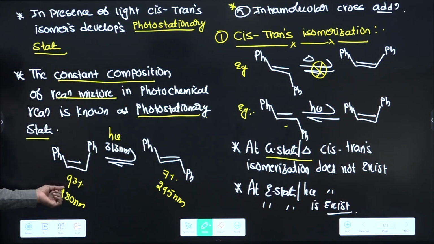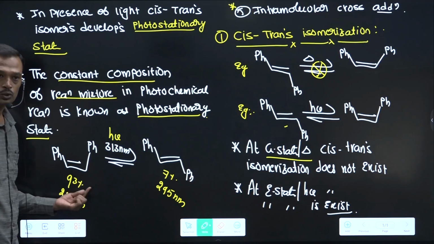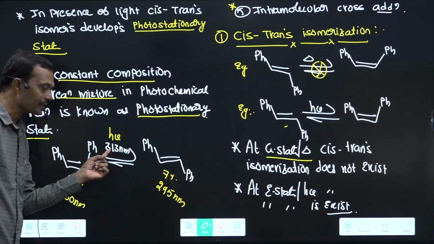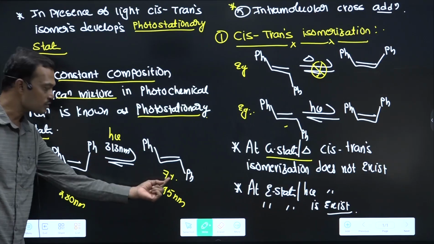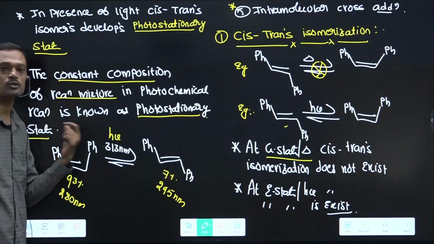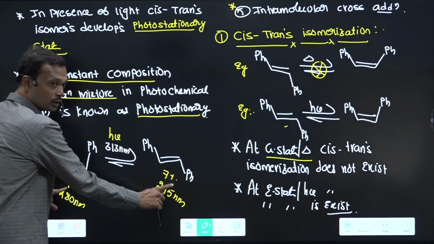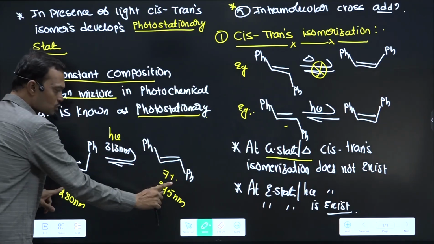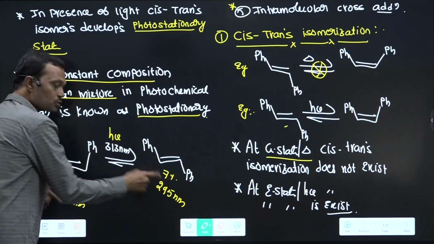That's why this population decreases. This population is very high, why? Because it is not absorbing this wavelength. So the percentage of products at the photostationary state, when you apply 313 nanometers, is always constant. That is called the photostationary state. The state at which there is a constant composition of the reaction mixture is called the photostationary state. At 313 nanometers, these two maintain constant composition. If I change the wavelength, they will also change.